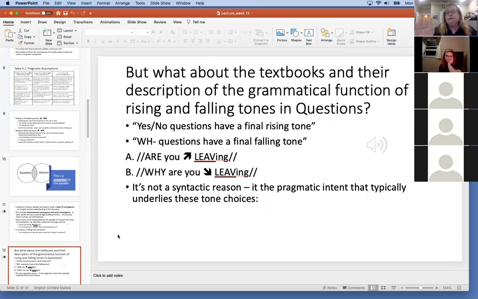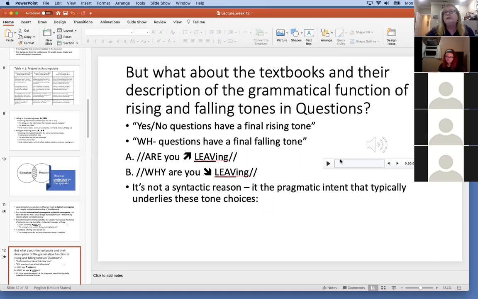Okay, what do textbooks say about rising and falling tones? The reason I include this as something important is because it's almost always about the only thing that textbooks say: WH questions go down and yes/no questions go up. If you haven't met this yet in a pronunciation textbook, no problem. I can guarantee you, you will down the line. And this is sort of what the difference is.